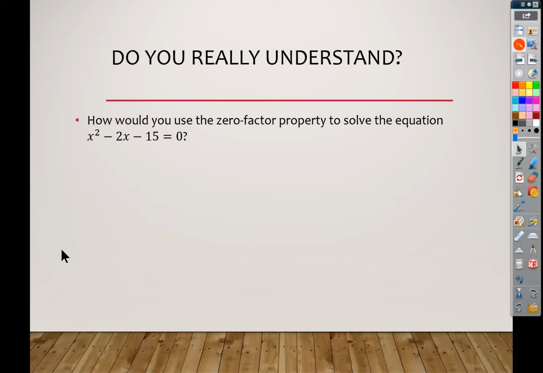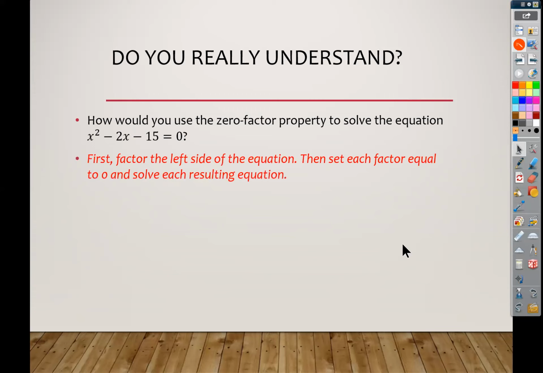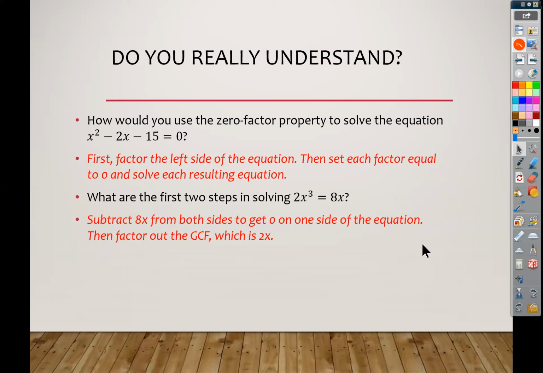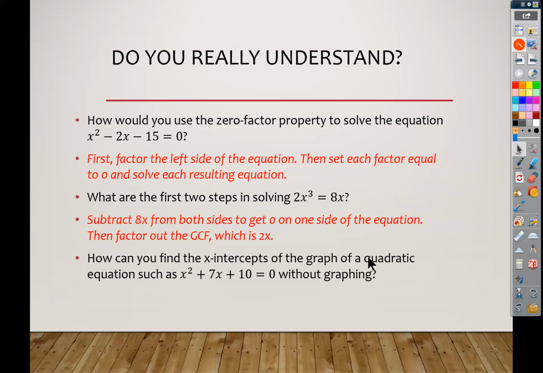So how would you use the zero factor property to solve the equation x squared minus 2x minus 15? You would first factor the left side of the equation, then set each factor equal to 0 and solve. What are the first two steps in solving 2x cubed equals 8x? You would have to subtract 8x from both sides and then factor out the GCF, which would be 2x.